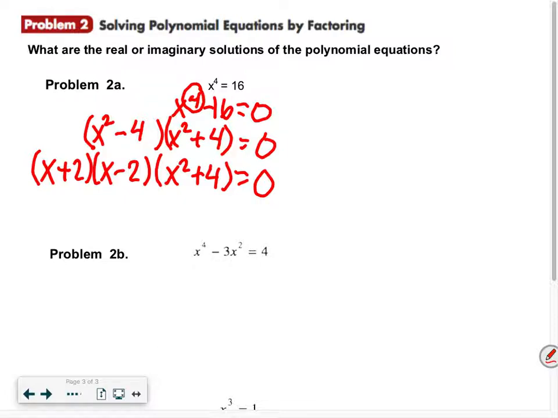X squared plus 4 can't be broken down like x squared minus 4. Okay? Wait, how did we choose which one to break down? Because x squared minus 4 can be broken down like this. X squared plus 4 can't be broken down like this. But why not? Because with pluses, you can't multiply to 4 and add to 0. That's impossible.